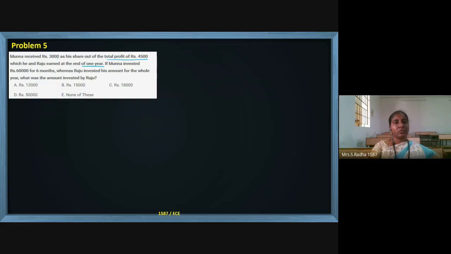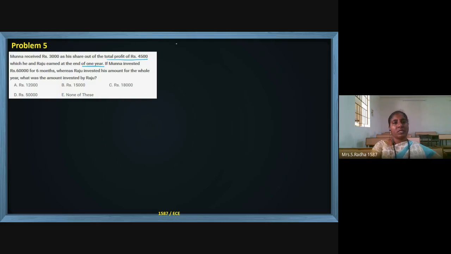If Munna invested 60,000 for 6 months, whereas Raju invested his amount for the whole year. Okay, Raju invested the amount for the whole year. What was the amount invested by Raju?